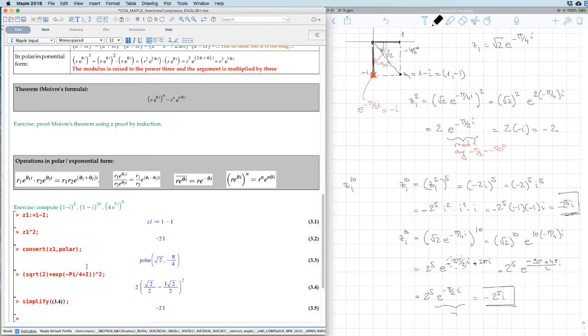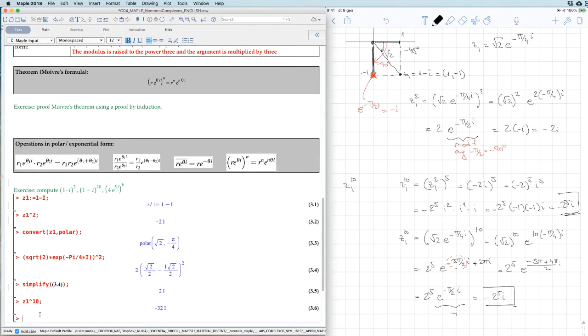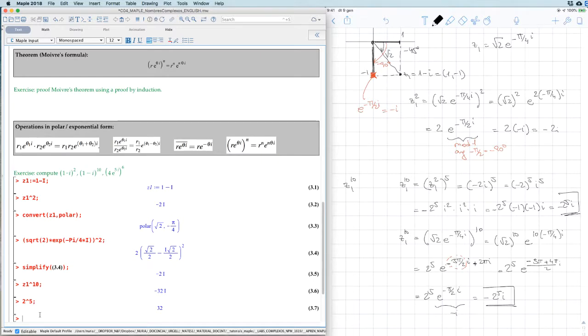Okay, so now we can check it. If I do z1 to the power 10, what I get is minus 32, which is 2 to the power 5 i. Okay, minus 32i.